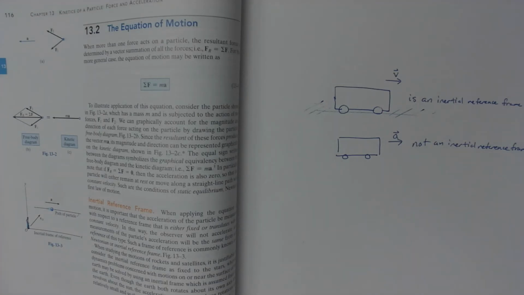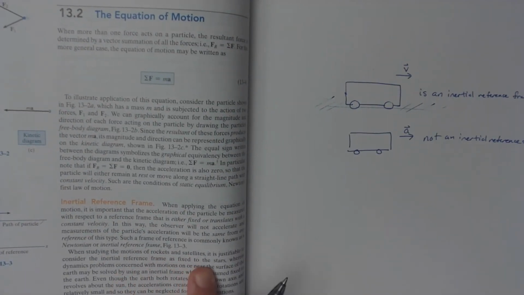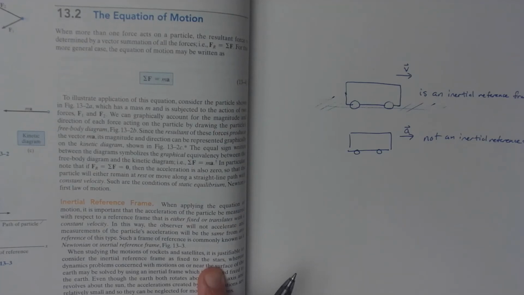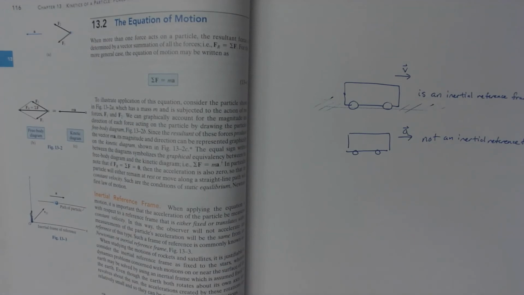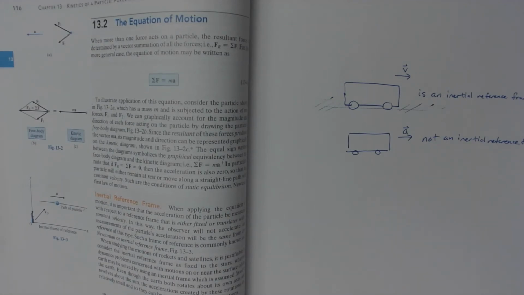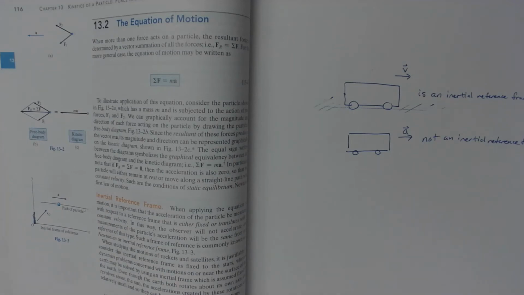So you'd want to use the surface of the Earth as your reference frame to analyze that situation using Newton's second law. If you were looking at rockets or satellites, you can use an inertial reference frame which is fixed to the stars to analyze that motion. So if you're on the surface of the Earth, use the surface of the Earth as your reference frame, or any other reference frame which is moving at a constant velocity relative to the surface of the Earth. And if you're looking at a rocket in outer space, you can just fix your inertial reference frame to the stars.